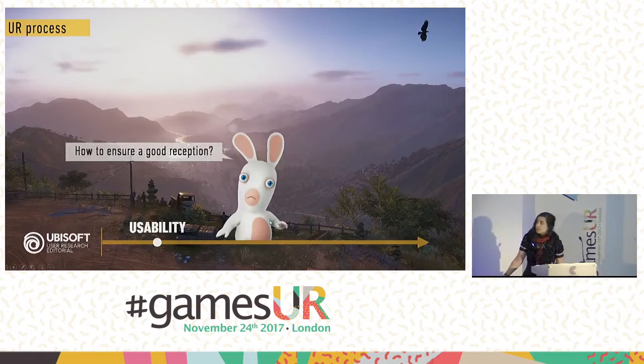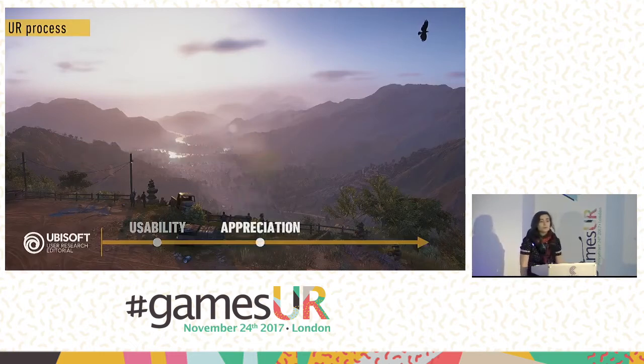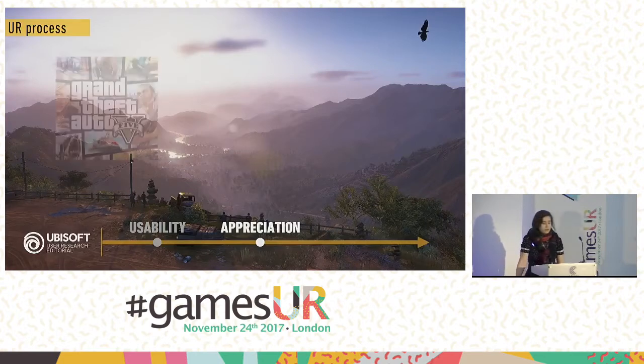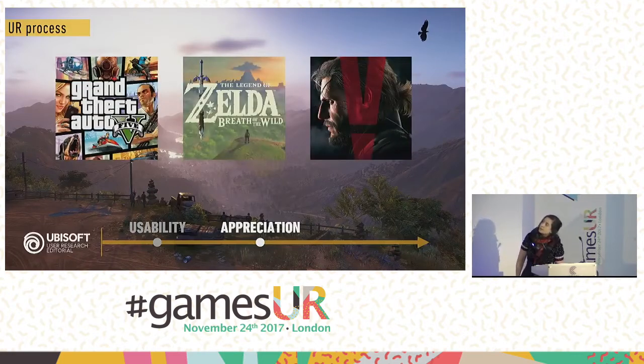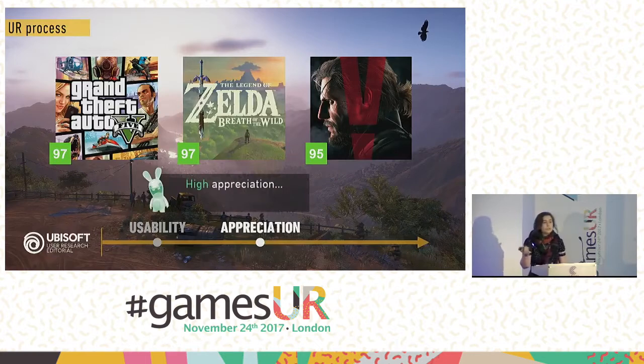So, we wondered how to ensure a good reception of our games. We started to focus on game appreciation at large. Let's take a look at games such as GTA 5, Zelda Breath of the Wild, or Metal Gear Solid. They all received a good appreciation and a good reception at the end. We could focus on this element, but these are just scores, and a score by itself is not clearly actionable, because you can see whether your game scores well or not, but it's difficult to know why.